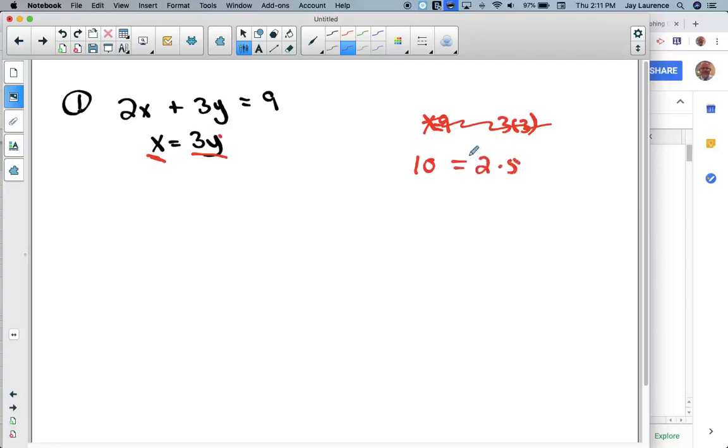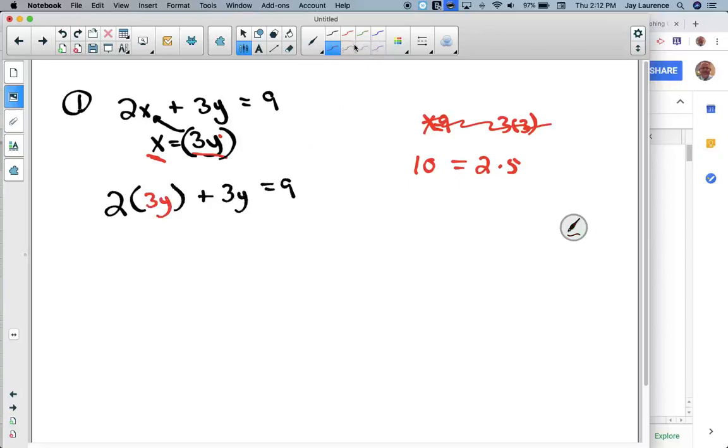Now, if they have equal value, they can be substituted for each other. So I'm going to take this first equation, and in it, I'm going to substitute for x. Instead of putting x in the equation like it is here, I'm going to put 3y in parentheses in for x. I'm going to substitute it in. So I'm going to have 2, and then the 3y is going to go in here, like so. And then I'm going to have a plus 3y, and that's going to equal 9.